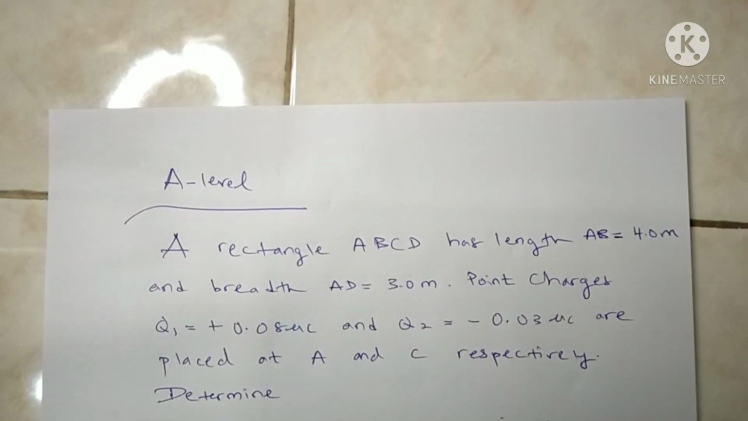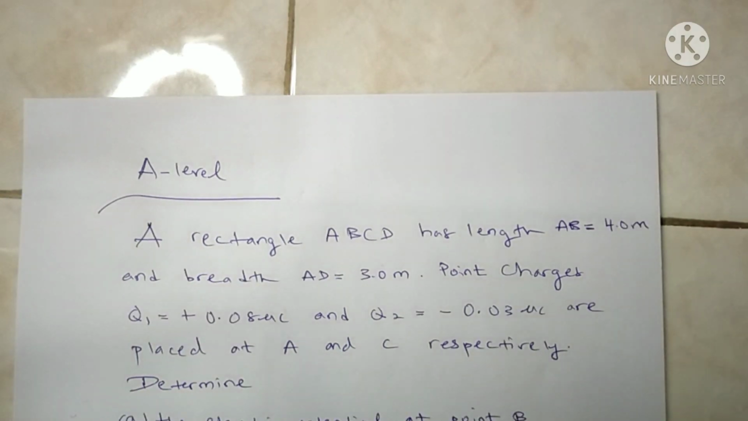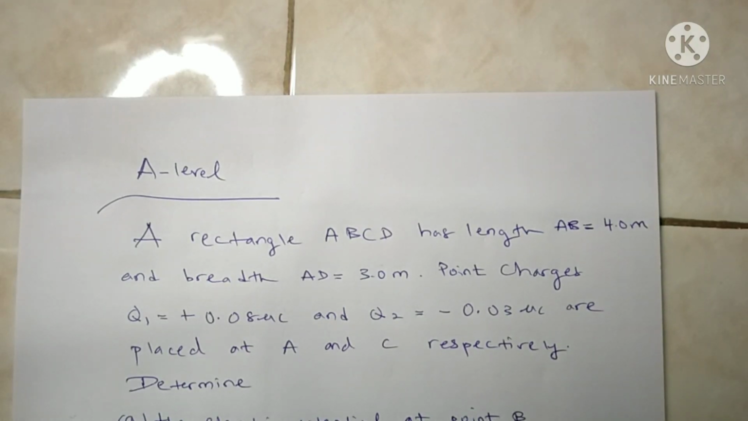By attempting these A-level questions, we're going to apply the electric potential concept. A rectangle ABCD has length AB 4.0 meter and breadth AD 3.0 meter. Point charges Q1 equal to 0.08 microcoulomb and Q2 negative 0.03 microcoulomb are placed at A and C respectively.